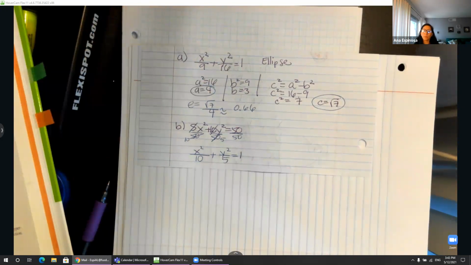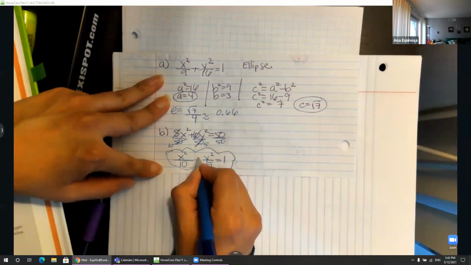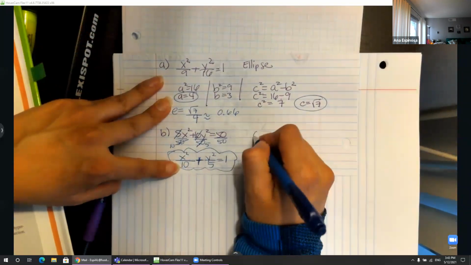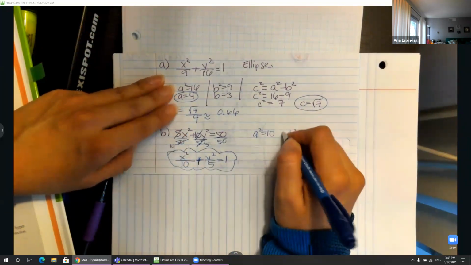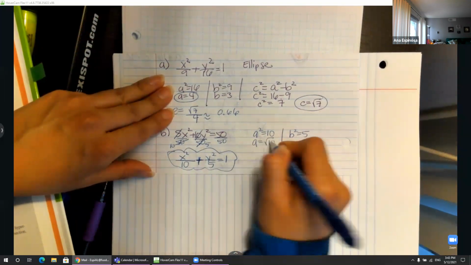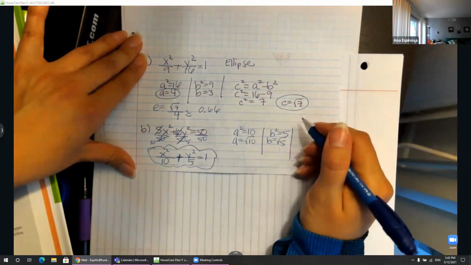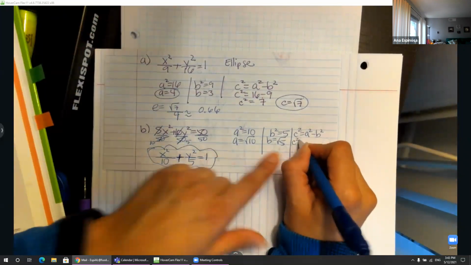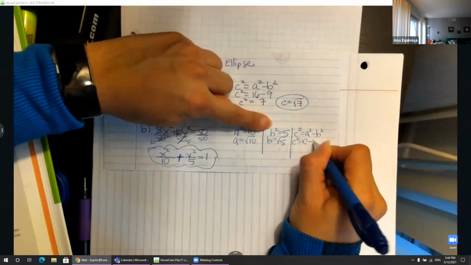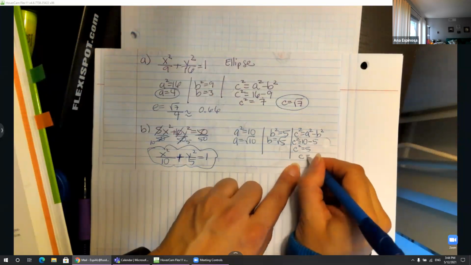Again, you don't have to graph. Some of these will be square roots of horrible numbers, but that's not to judge. When you're dealing with an ellipse, because it's a plus, you take the highest one to be a squared. B squared is 5. Therefore, a is square root of 10. b is square root of 5. And then you find your c. So c squared equals a squared minus b squared. c squared equals 10 minus 5, so c squared equals 5. Therefore, c is square root of 5.